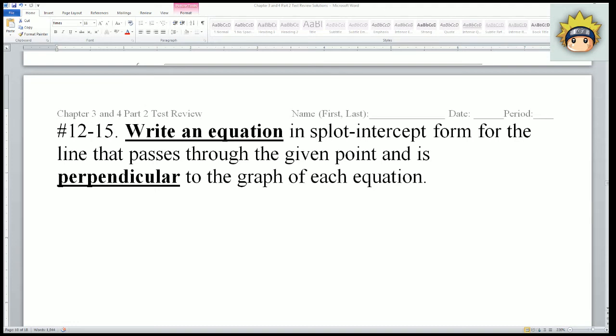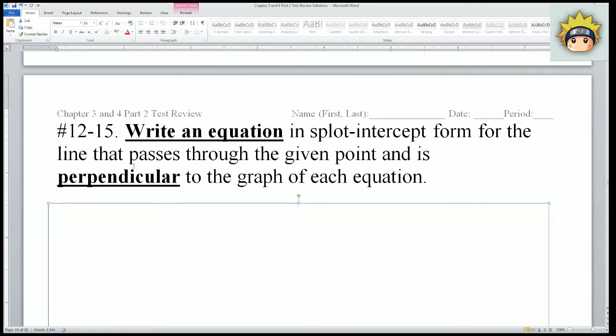This is the homework solution. This is going to be covering the perpendicular part of the test review. This is for the chapter 3 and 4 part 2 test review. These are your solutions, okay? This is going to be covering 12 through 16. We have 12 through 15 on the board.